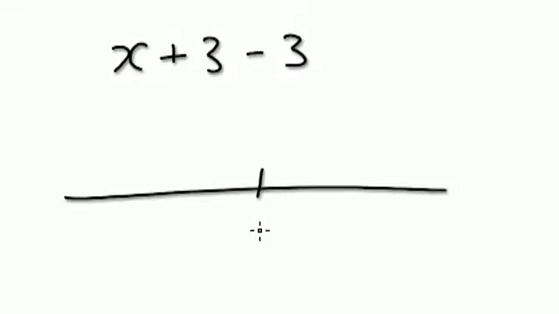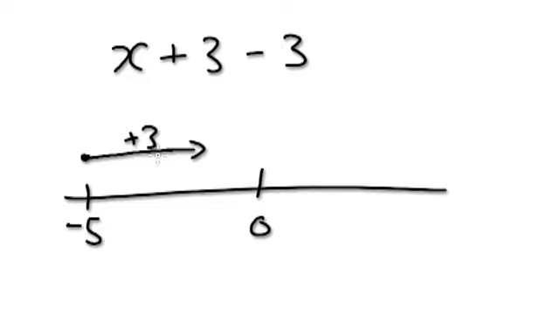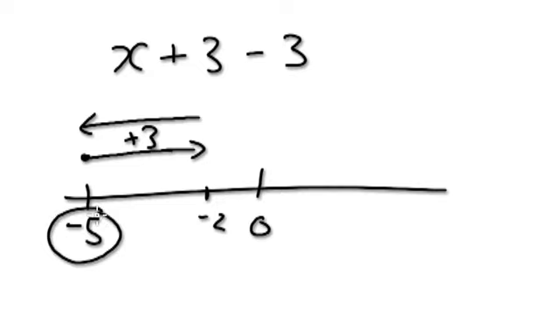So here, let's say x plus 3, take away 3. Look at the number line here, 0. Let's start anywhere. It could be, let's say, minus 5. Minus 5 plus 3: you're going to move plus 3, which will be, by the way, minus 2. And then you've got to take away 3, so you go back 3. You're going to end up at minus 5.